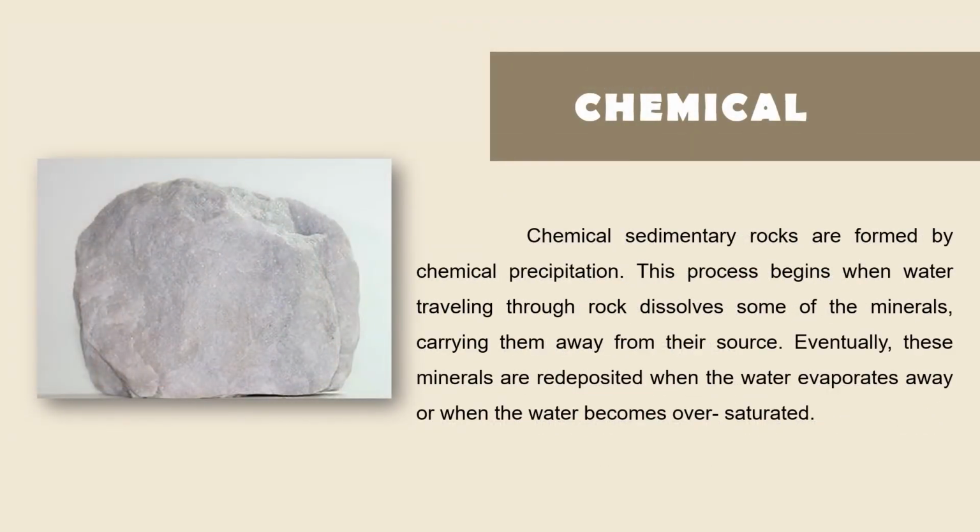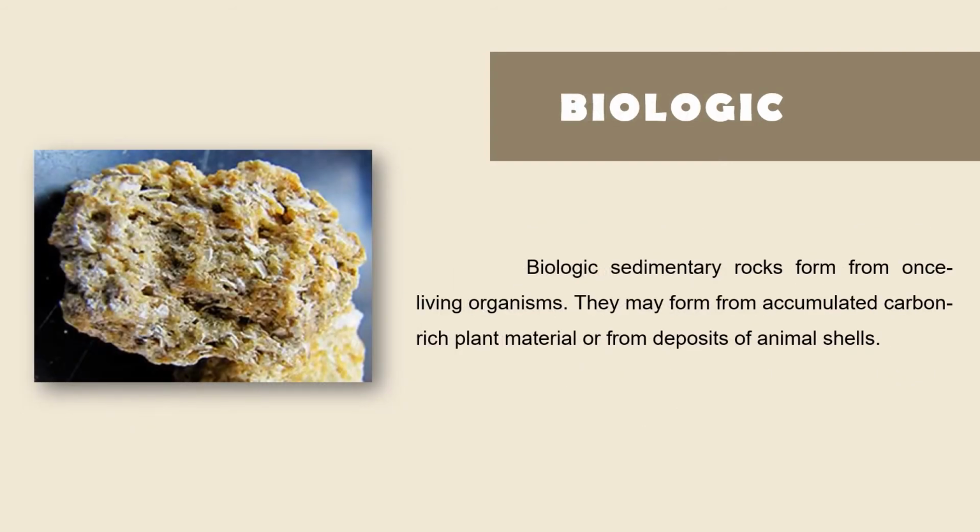Chemical. Chemical sedimentary rocks are formed by chemical precipitation. This process begins when water traveling through rock dissolves some of the minerals, carrying them away from their source. Eventually, these minerals are redeposited when the water evaporates away or when the water becomes oversaturated. Biologic. Biologic sedimentary rocks form from once living organisms. They may form from accumulated carbon-rich plant material or from deposits of animal shells.